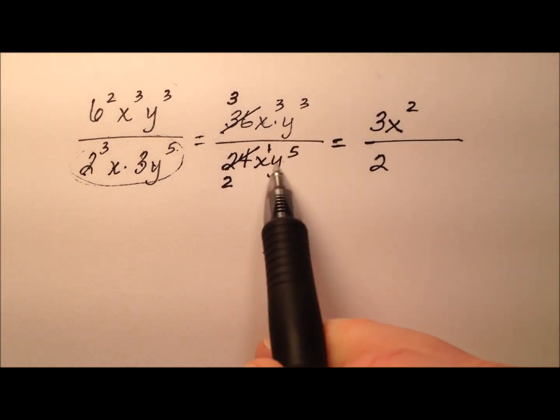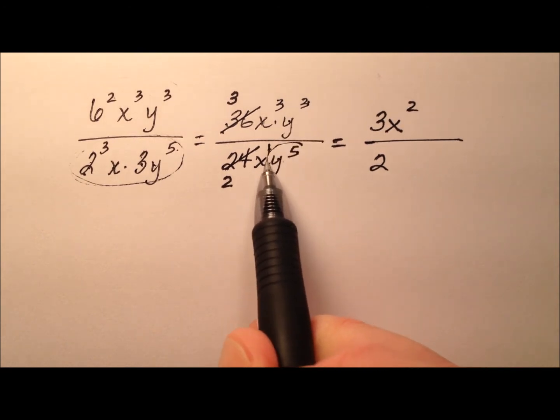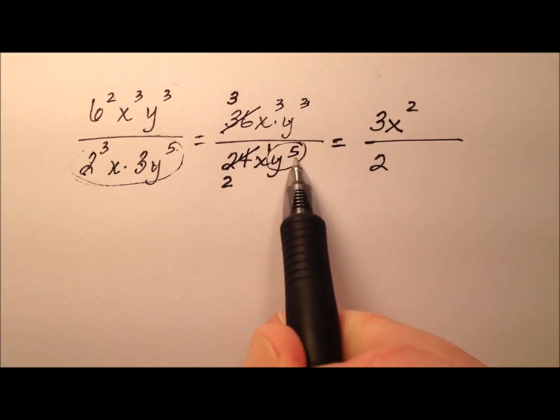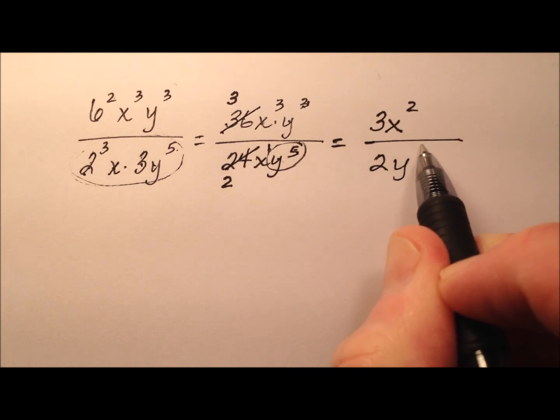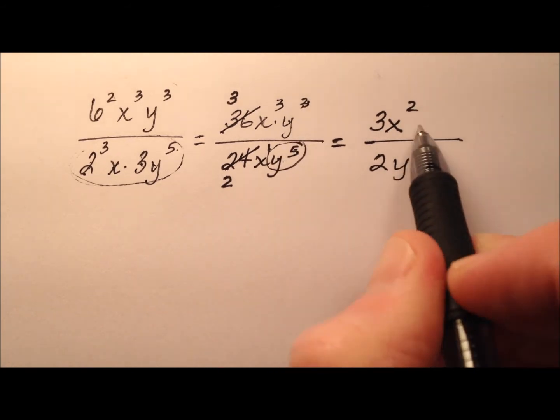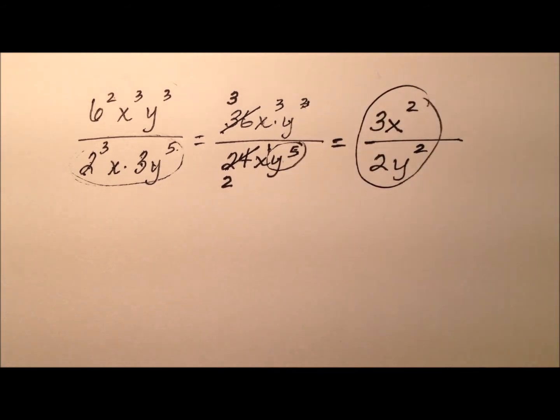Let's go ahead and look at these y's for a second. So we have y cubed and y to the 5th. Well, it looks like we have a larger exponent in the denominator. So when I subtract, it's going to be 5 minus 3, and it will be left then in the denominator. So it looks like the quotient will be 3x squared over 2y squared.